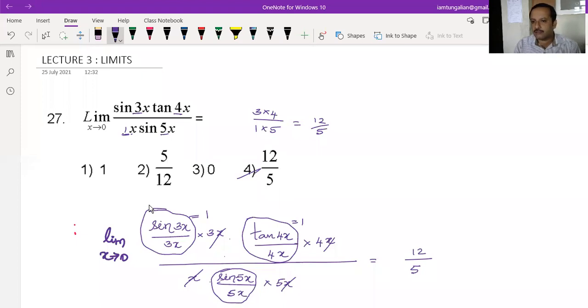Now here Vinith is asking, sir, it is in the form 0 by 0. Why can't we use L'Hospital's rule? Yes, we can use L'Hospital's rule, but here it will be somewhat lengthy. The reason why we use L'Hospital's rule or any other rule, any other formula, our intention is to get the answer quickly and of course correctly. That is also important.